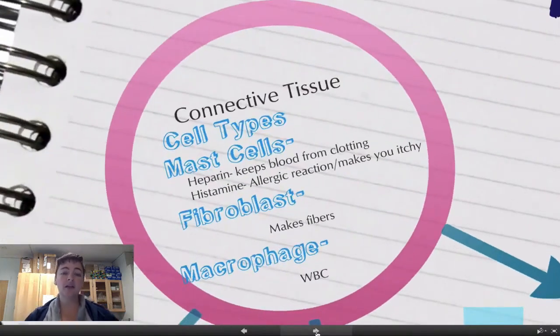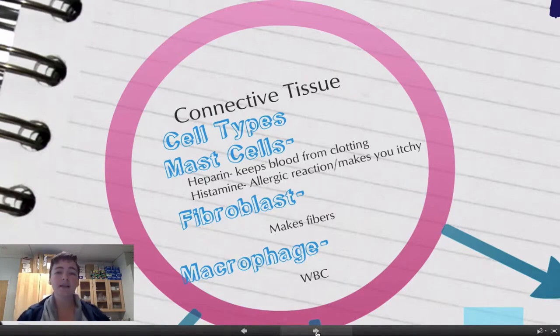have connective tissue. With connective tissue, we have 3 cell types that we're going to look at. We have mast cells. Mast cells do 2 things. One, they secrete heparin, keeping blood from clotting, and they secrete histamine. Histamine is what gives you an allergic reaction. When you take Benadryl, you're taking an antihistamine. An antihistamine stops the secretions from a mast cell.